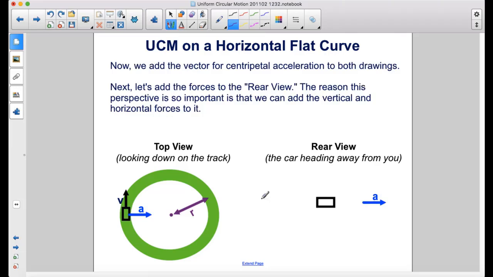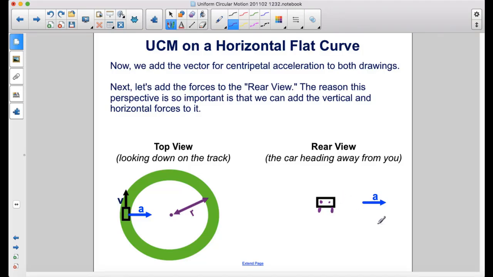Now we add the vector for centripetal acceleration to both drawings. So we have this a towards the center of the circle here, and here's the rear view of the car. Here are the tail lights, here are the wheels. It's going into the computer screen away from you, and the acceleration is towards the center of the circle, to the right.